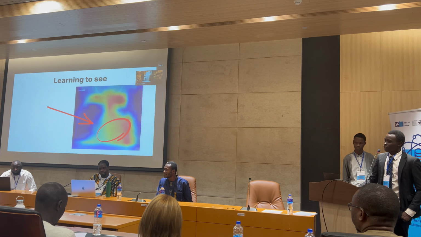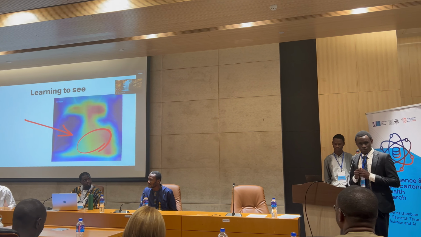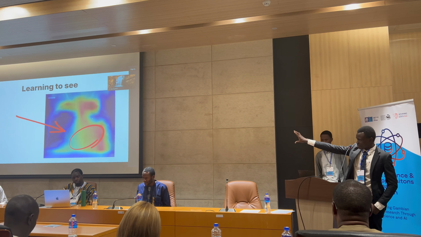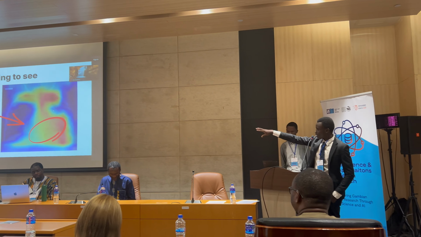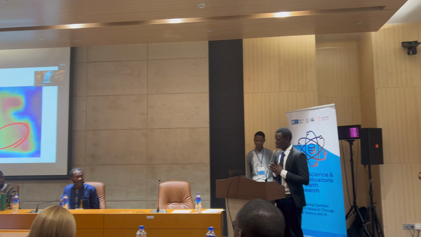Learning to see. This is the whole essence of computer vision. What does this mean? It's simple. You can see that it's essentially a heat map. You can see this region here that was really hard.